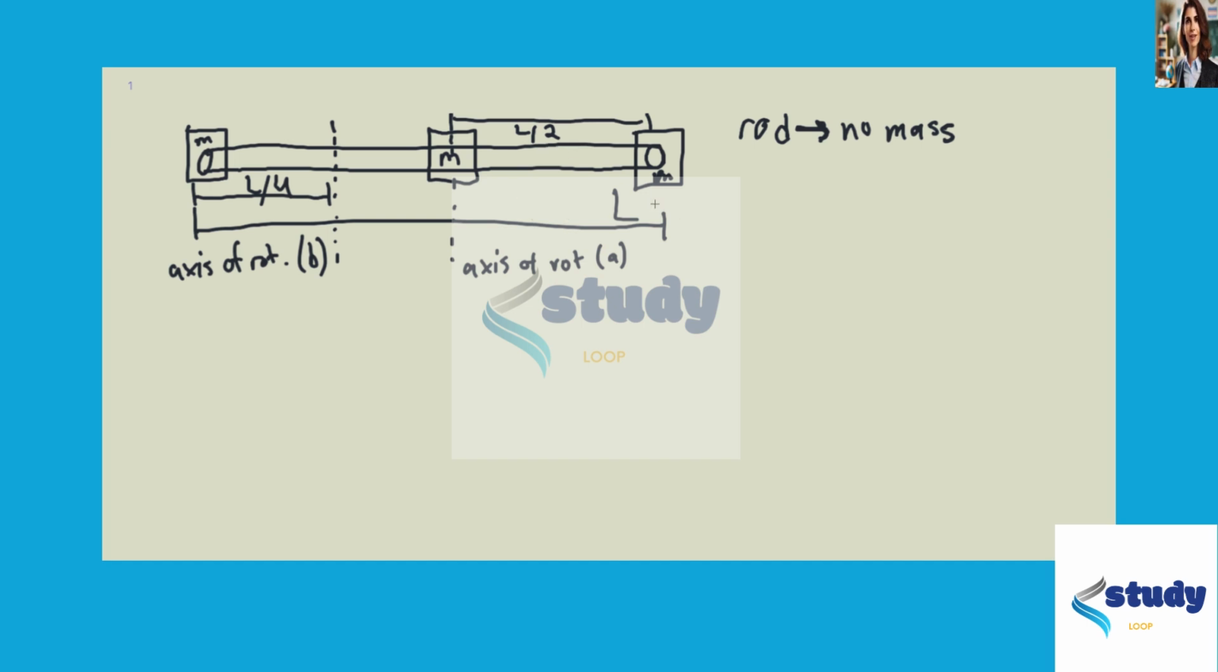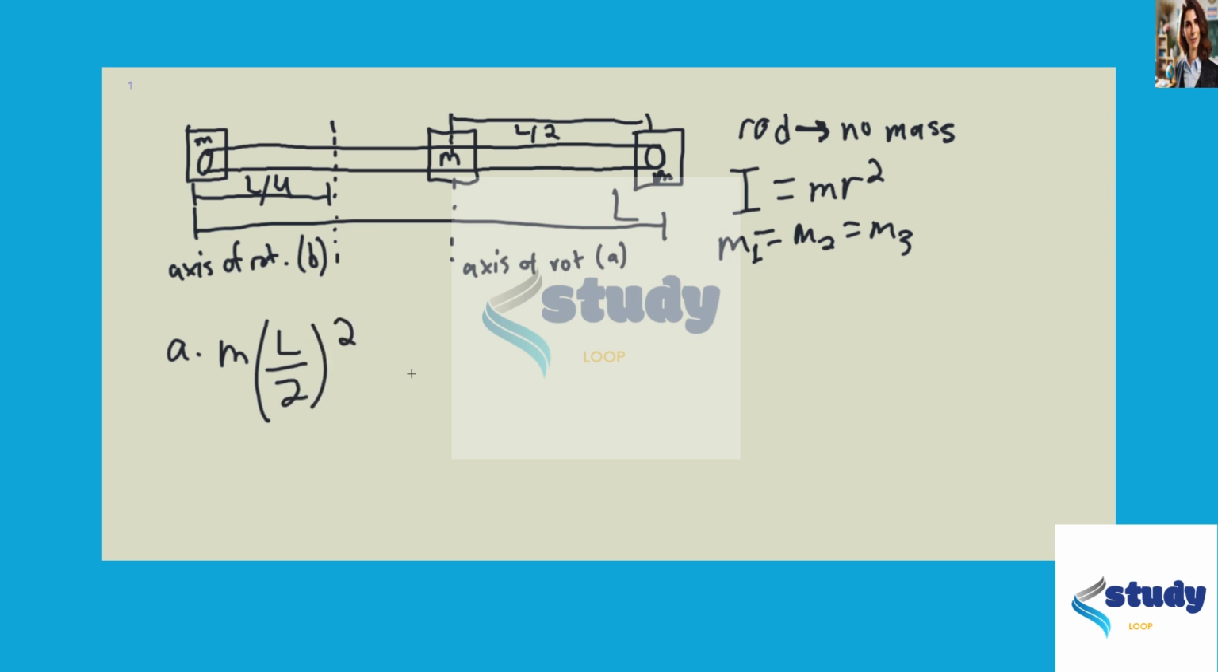So at this point, we can then go ahead. So we know that moment of inertia equals mr squared. And then we know that all of these m's equal each other. So we can just say m1 equals m2 equals m3. So for part A, when the axis of rotation is directly in the middle, we can say m, and then r would be L over 2 squared plus m L over 2 squared.